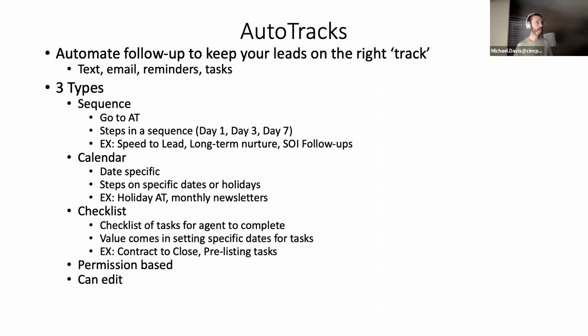The second type of auto track that we have is a calendar auto track. These are going to be date specific. So your steps are on specific dates or holidays. Our example here is the holiday auto track. We have a template for all of the major holidays in both US and Canada.